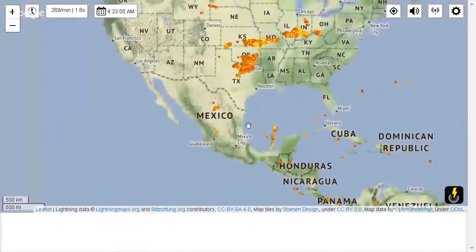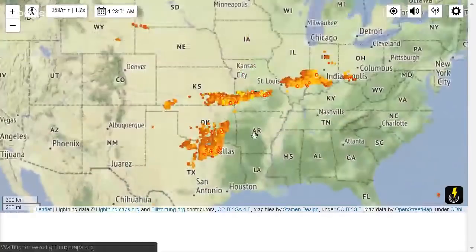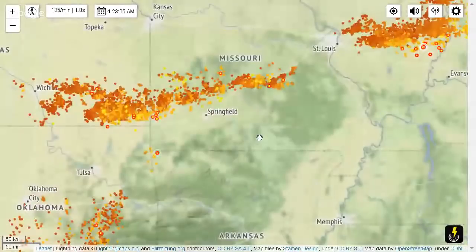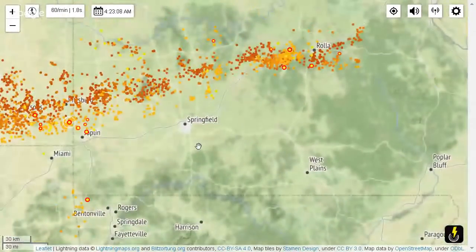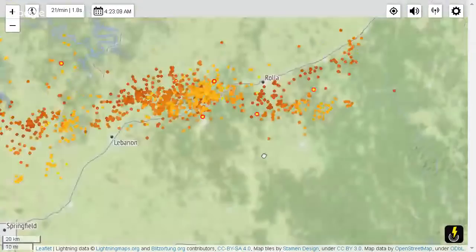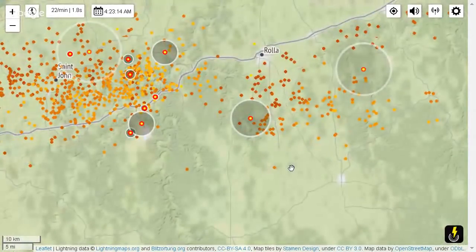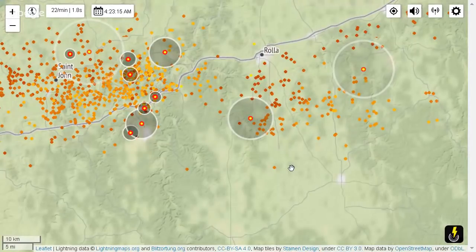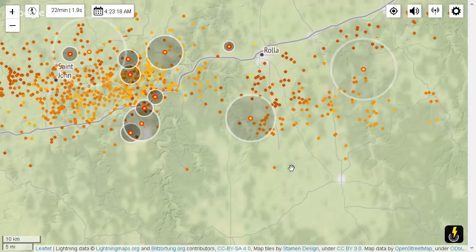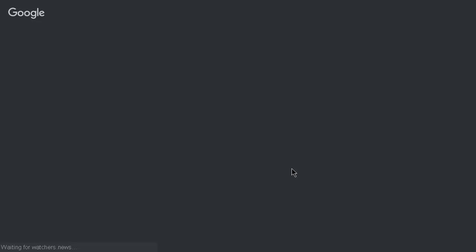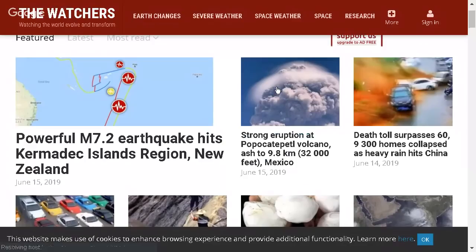If you're not familiar with lightningmaps.org, get yourself familiar. Rolla, Missouri. You've got thunder headed your way. And yes, lightningmaps.org will give you some idea of when you will hear thunder. It's amazing. You could trick the natives.